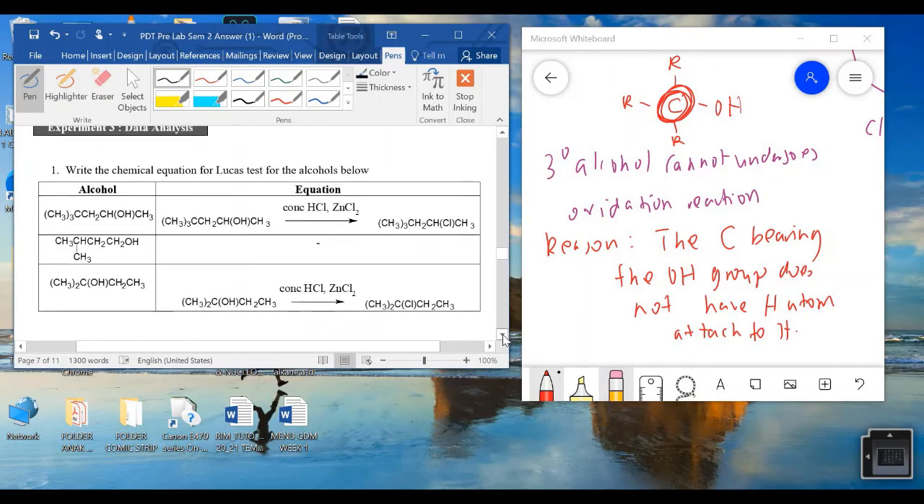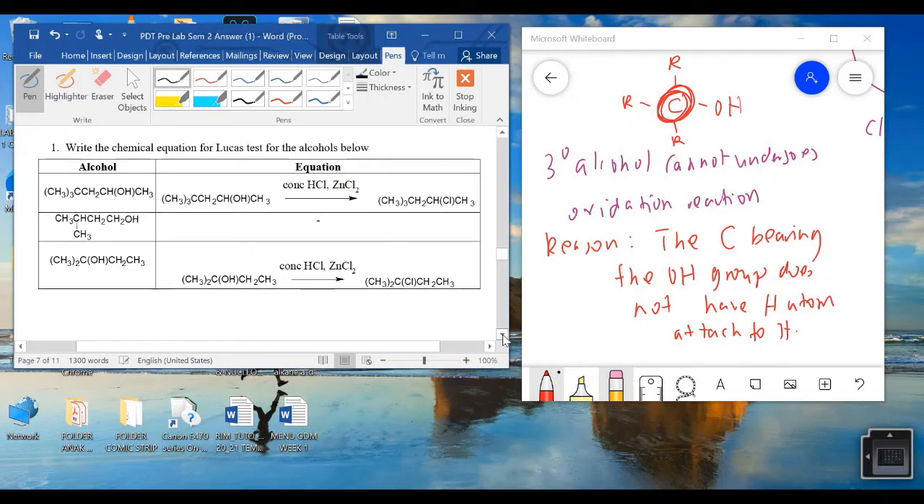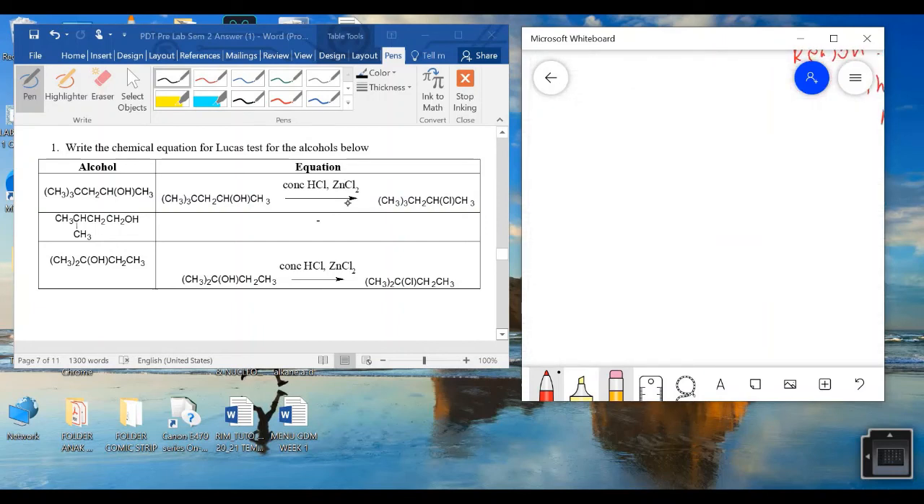So experiment 3, the data analysis, selalunya ini bahagian discussion lah. Kita minta you tulis chemical equation. Okay, untuk alkohol, this one I rasa tadi kita buat secondary alcohol kan? Okay. So untuk this secondary alcohol, bila kita nak buat Lucas test, macam mana kita nak tulis chemical equation bagi Lucas test? As you can see here, you letakkan you punya secondary alcohol di sini. Okay, and then you letakkan arrow. Atas arrow tu you must write you punya Lucas reagent, which is concentrated HCl, zinc chloride. Okay.